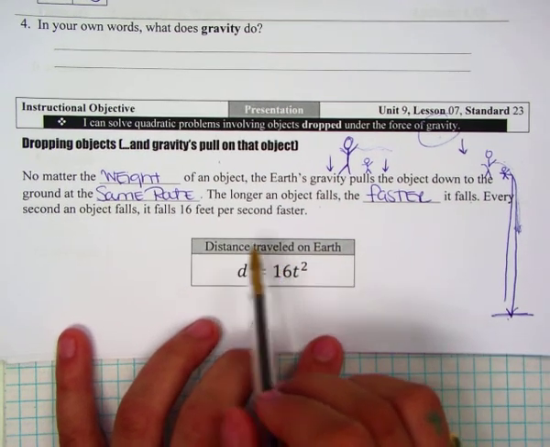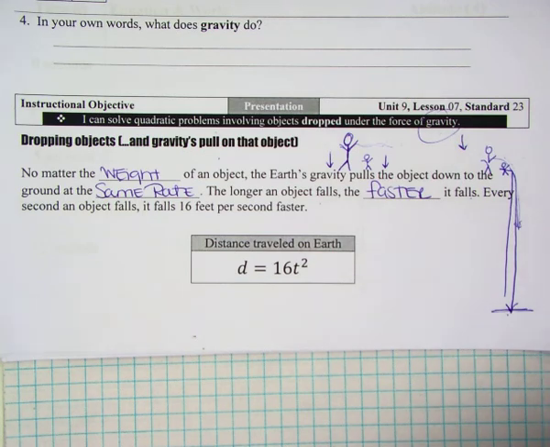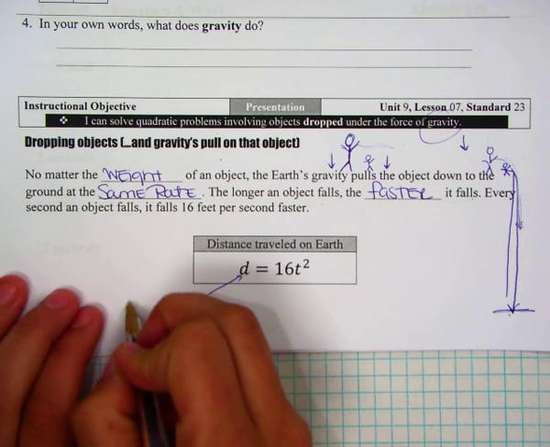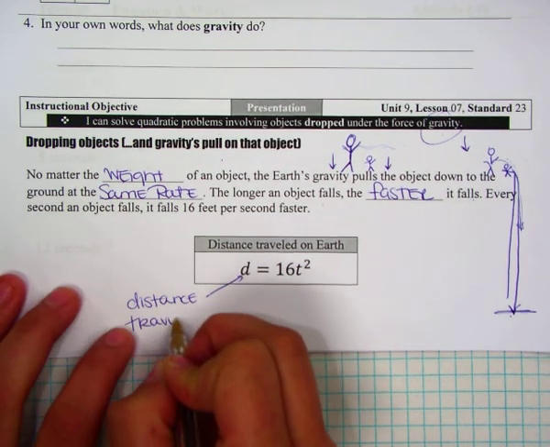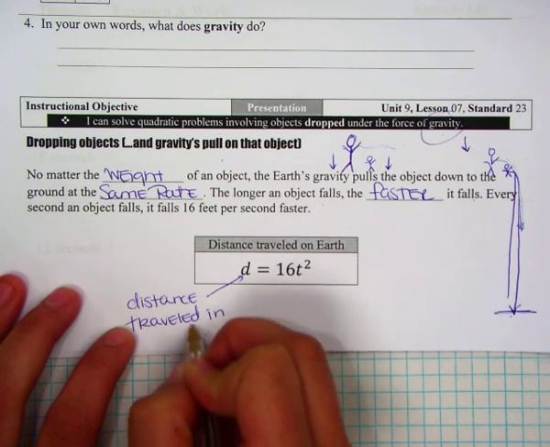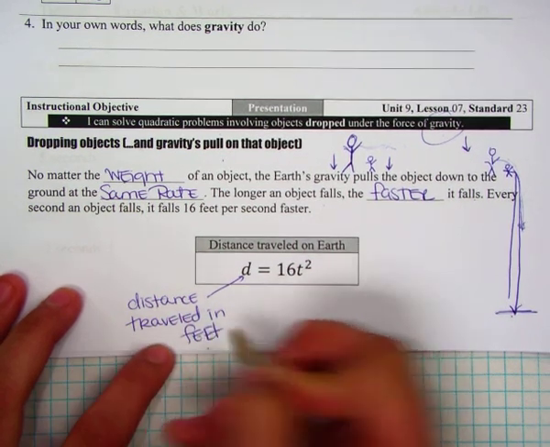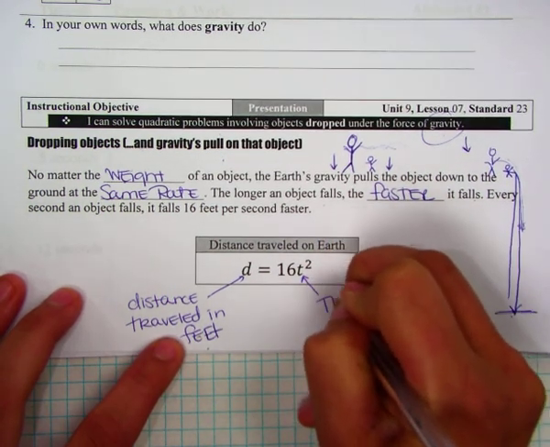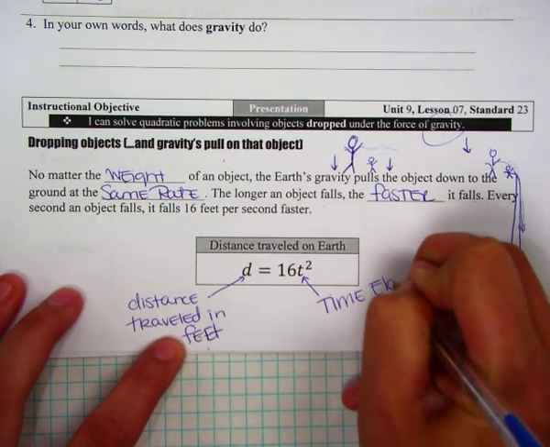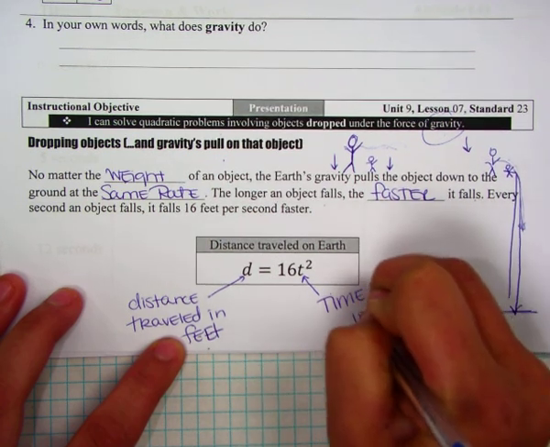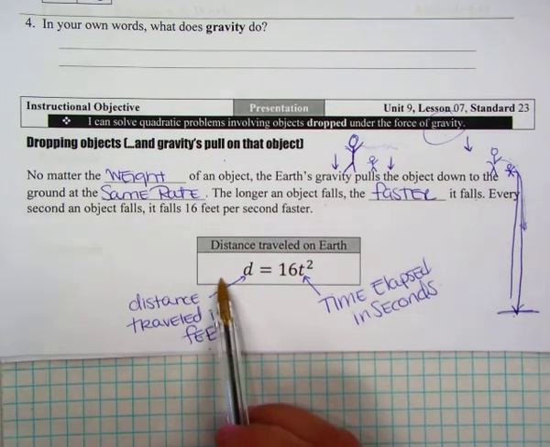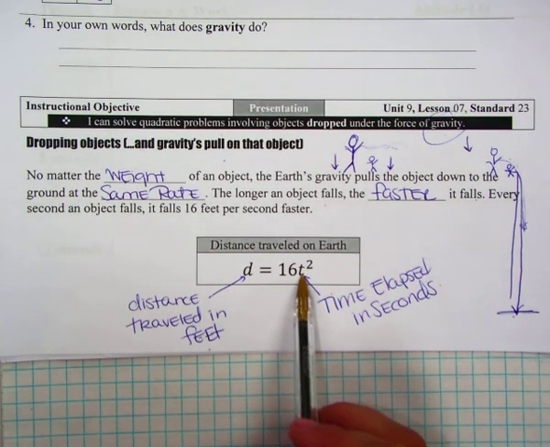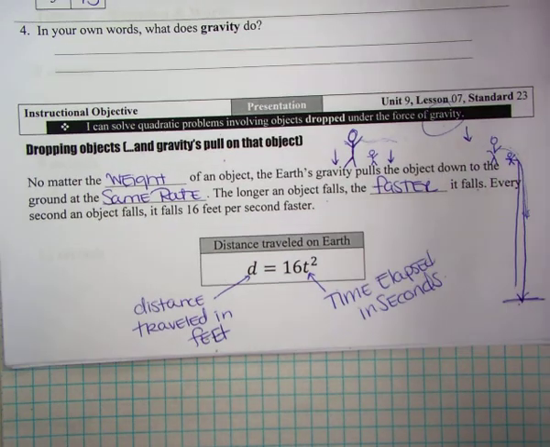The way we figure out how far something has traveled is with this formula, d equals 16t squared, where d represents the distance traveled in feet, and t represents the time elapsed in seconds. So in order to find out how far something has traveled, we need to know how long it's been traveling and substitute that into this formula. Let's start there with this example.